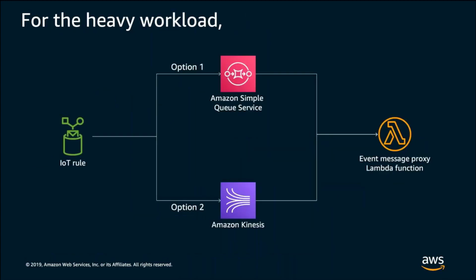If there are a lot of event messages, customers can put Amazon Simple Queue Service or Amazon Kinesis between the IoT rule and the event message proxy Lambda function to give more buffer so that the Lambda function does not get throttled. If you want the Lambda function to handle more concurrency, you can request a limit increase at the AWS Support Center, but giving buffers would always be the better option.